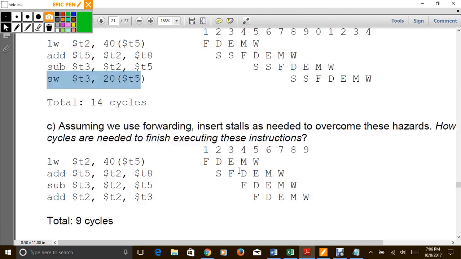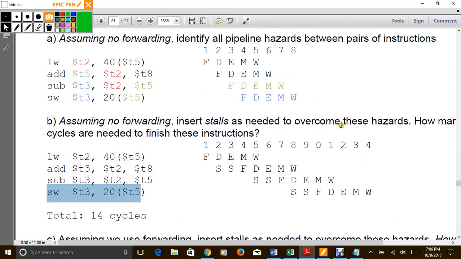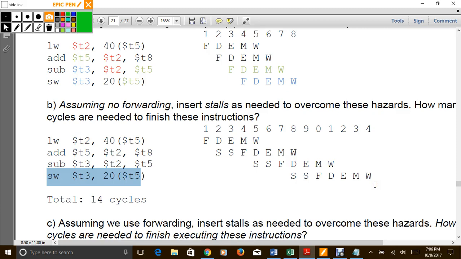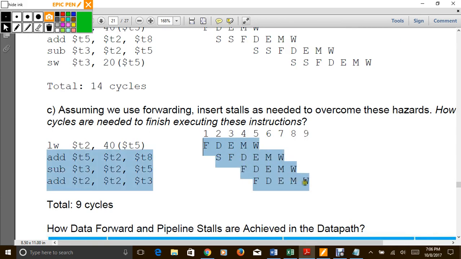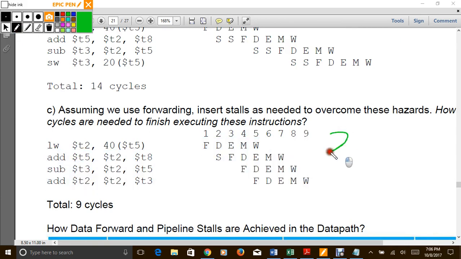And so the overall speed up is we initially would require 20 if we weren't doing anything: 5, 10, 15, 20. Then we have it without data forwarding where we're just inserting stalls, and that knocks us down to 14. So we've knocked it down from 20 to 14. And then we use data forwarding, and that allows us to get down from 20 to 9, which is our performance increase.